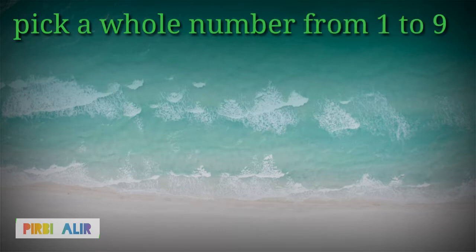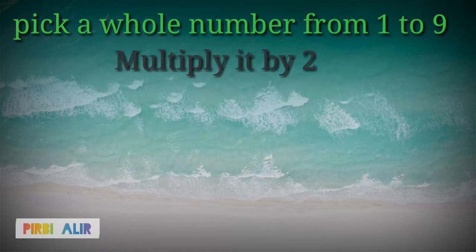So for the magic, first you have to pick a whole number from 1 to 9. Yes, any odd number between 1 to 9. Done? Okay. So now multiply your number by 2.